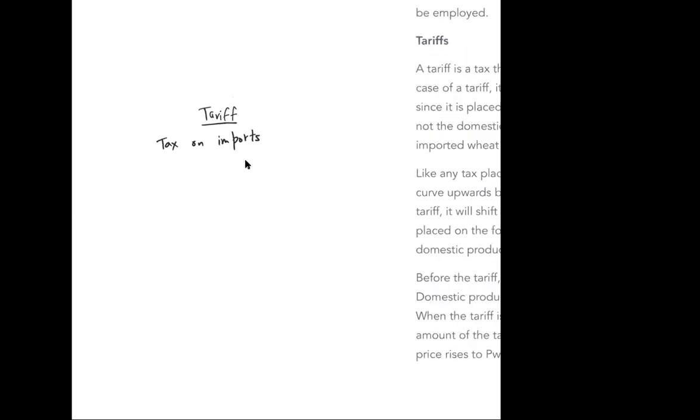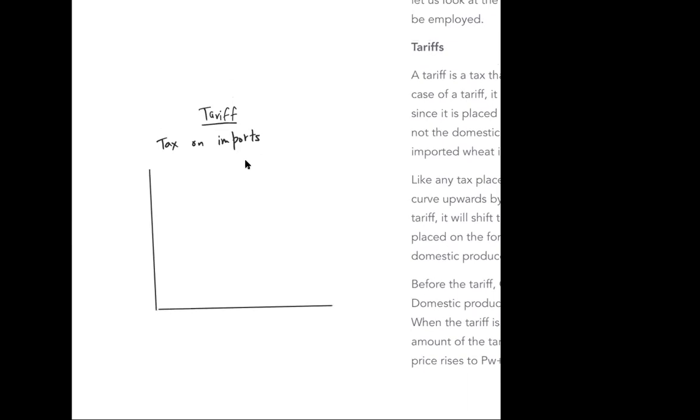Can you guys all see the screen? So when you put a tariff, the tariff may look like this. Can we draw this together, guys? It'll be easier.